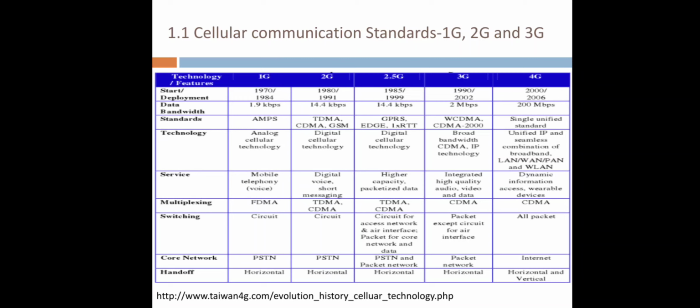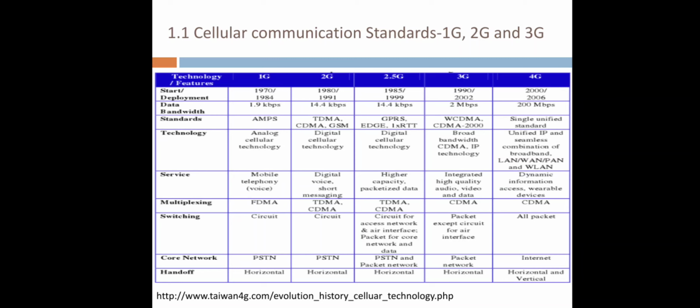Switching: in 1G circuit switching. In 2G also circuit switching. In 2.5G, circuit for the access network air interface, and packet for the core network and data. In 3G, packet except circuit for the air interface, and in 4G, all packets.